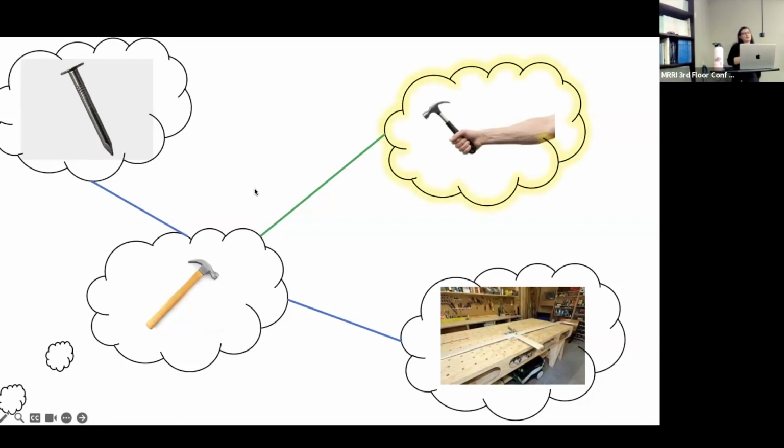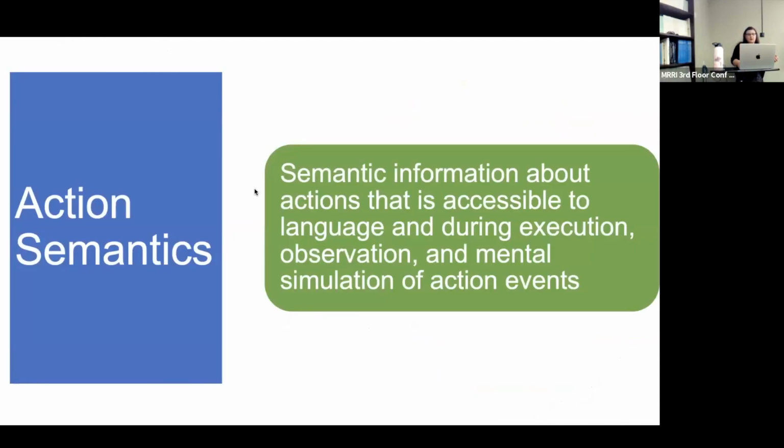Of particular interest for the studies that I'm presenting today is the idea of action semantics, in this particular example referring to the ways in which you go about using the hammer. So for the studies at hand, we're defining action semantics as semantic information about actions that is accessible to language and during the execution, observation, and mental simulation of action events.